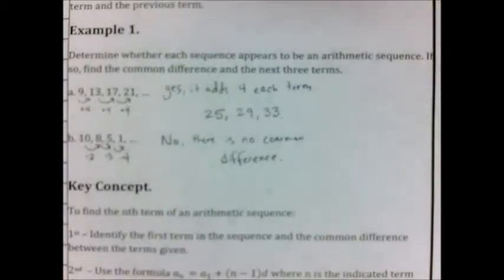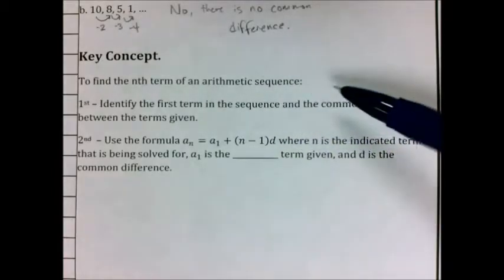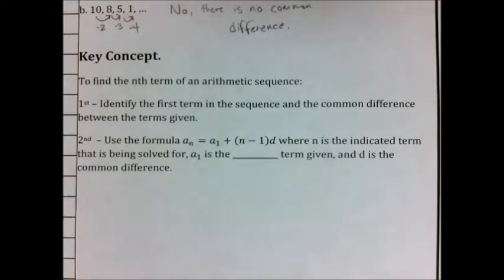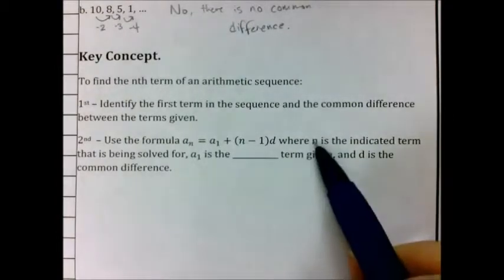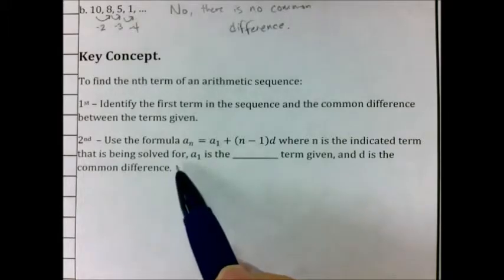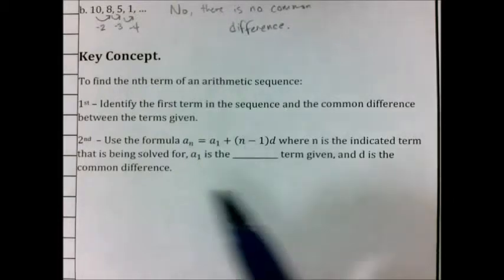Okay, so the key concept here: in order to find the nth term of an arithmetic sequence, we first need to identify the first term in the sequence and the common difference between the terms given. Then the second step is to use the formula a sub n equals a sub 1 plus n minus 1 times d, where n is the indicated term that is being solved for. It's asking you to find that term.